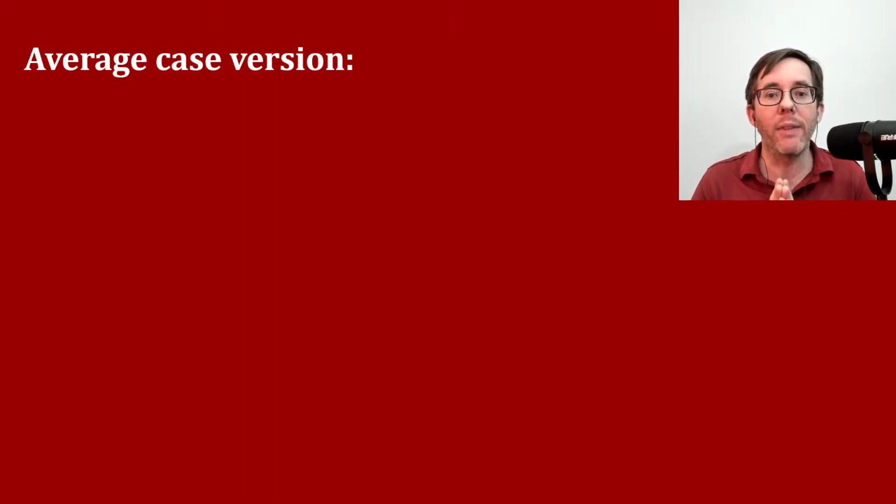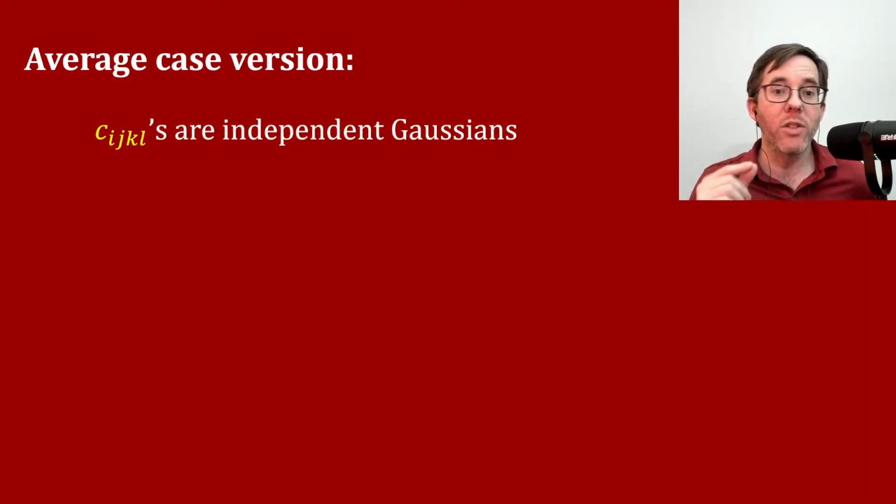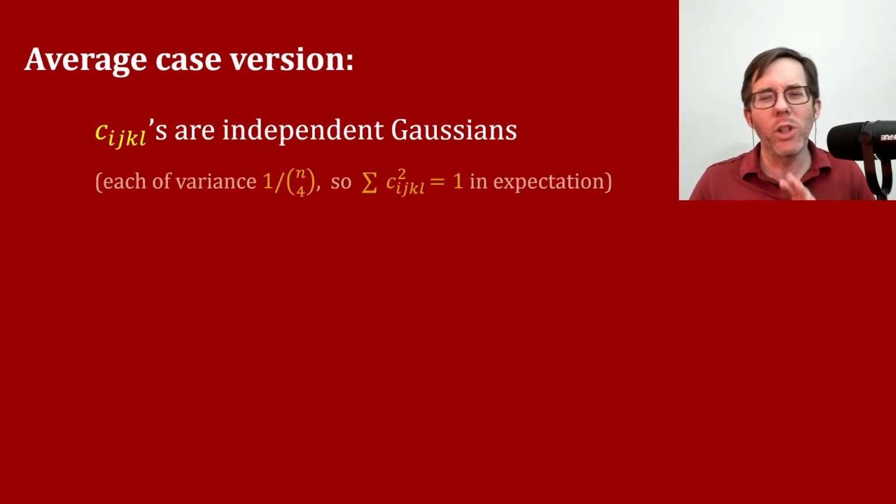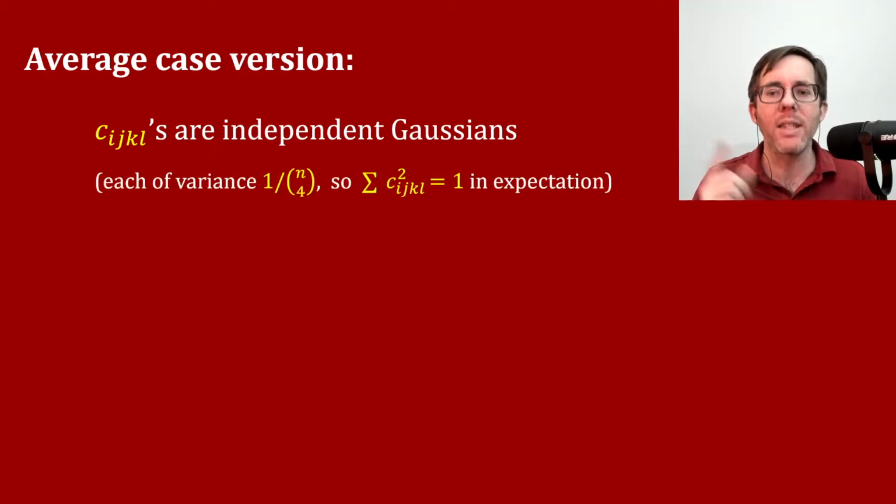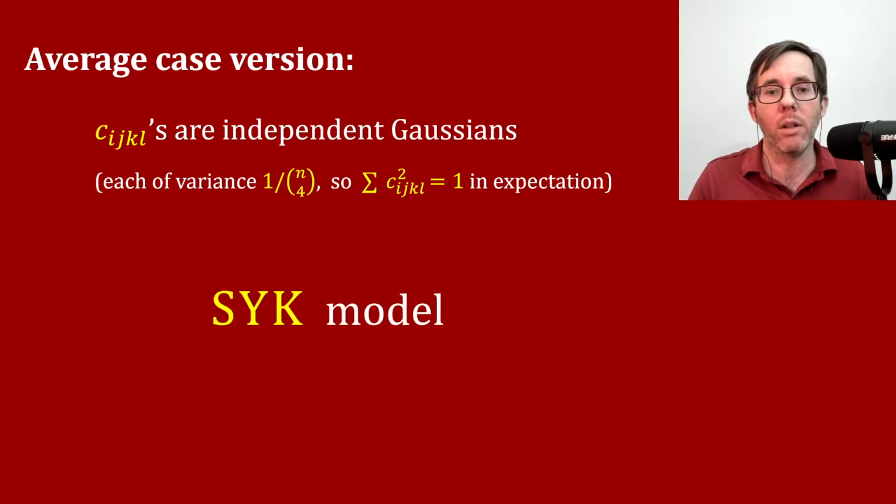But our main interest in the work is not the worst case version of the problem. Instead, we focus mainly on the average case version of the problem, the most natural one where the coefficients are chosen to be independent Gaussian random variables. As a minor note, we're going to choose the normalization of these so that the sum of the squares of the coefficients is 1 in expectation. Now, this distribution on coefficients gives a random matrix model known as the SYK model.